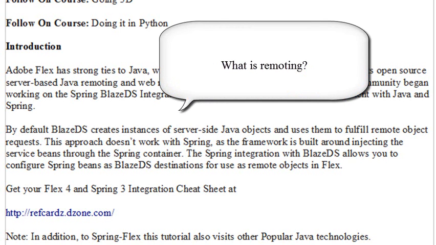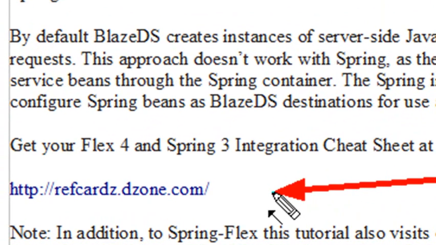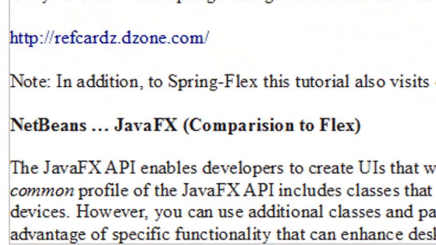Remoting means that you're transferring bits across the line, zeros and ones, as opposed to transferring text across the line. So it's about 10 times faster in some examples. And of course, you can get your Flex Spring 3 integration cheat sheet, and I sent you that, right, from DZone. Did you take a look at that? Okay. And that's just kind of an introduction to Flex Spring, and then we'll be getting all into that.